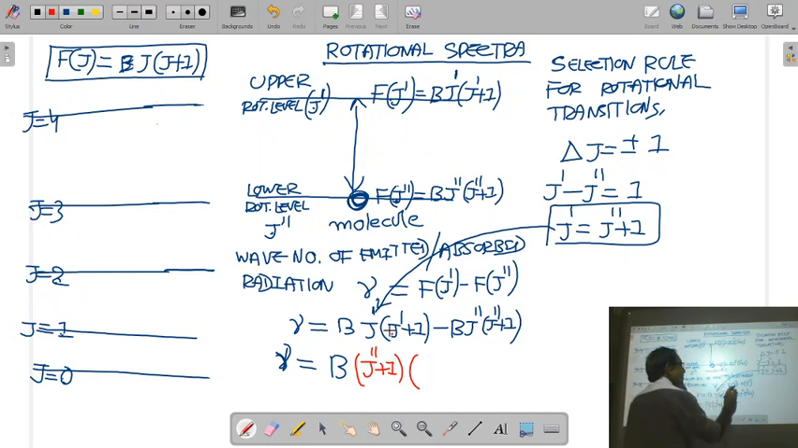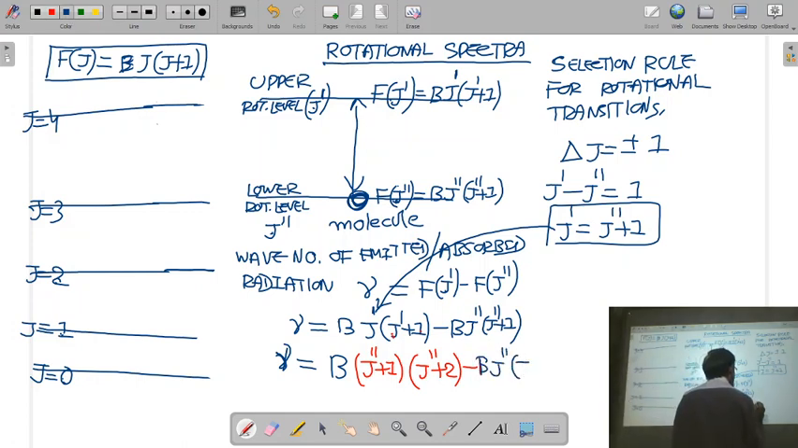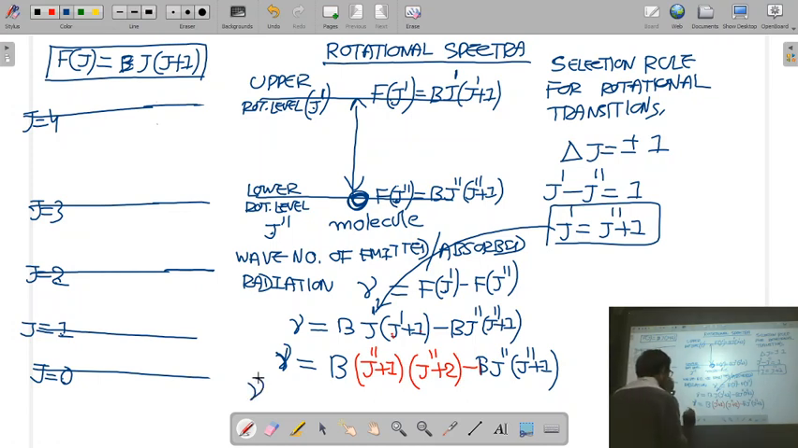Here I put J dash is equal to J double dash plus 1. So J double dash plus 1 will be J double dash plus 2 minus B J double dash plus 1. It's a very simple equation. If you simplify this equation, you will get the wave number of the emitted or absorbed radiation will be 2B(J double dash plus 1).